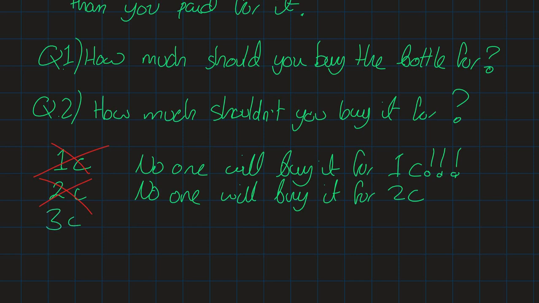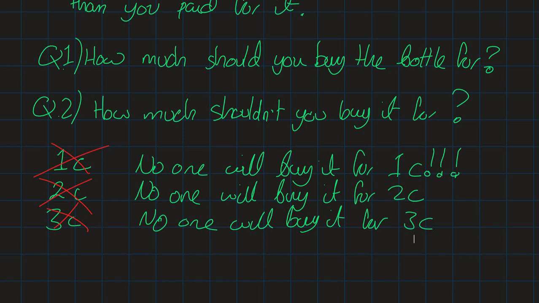Next, 3 cents. If you buy it for 3 cents, you're going to have to sell it for something less than 3 cents, so for 1 cent or 2 cents. But we just concluded that no one's going to buy it for 1 cent and no one's going to buy it for 2 cents. So it doesn't make sense to buy it for 3 cents. No one will buy it for 3 cents.